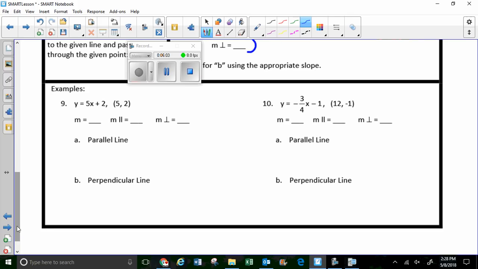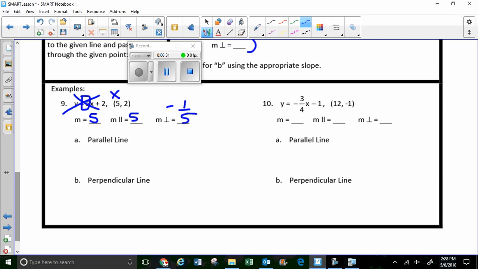Alright, so let's look at number 9. First, I'm going to pull the slope that I know from this line. So this is 5. So the slope of a line parallel would also be 5. Then I need to flip 5 to make it 1/5 and change the sign to get the perpendicular slope. Now we're going to throw out this line. We used it for what we needed, and we're going to come up with two equations of different lines.